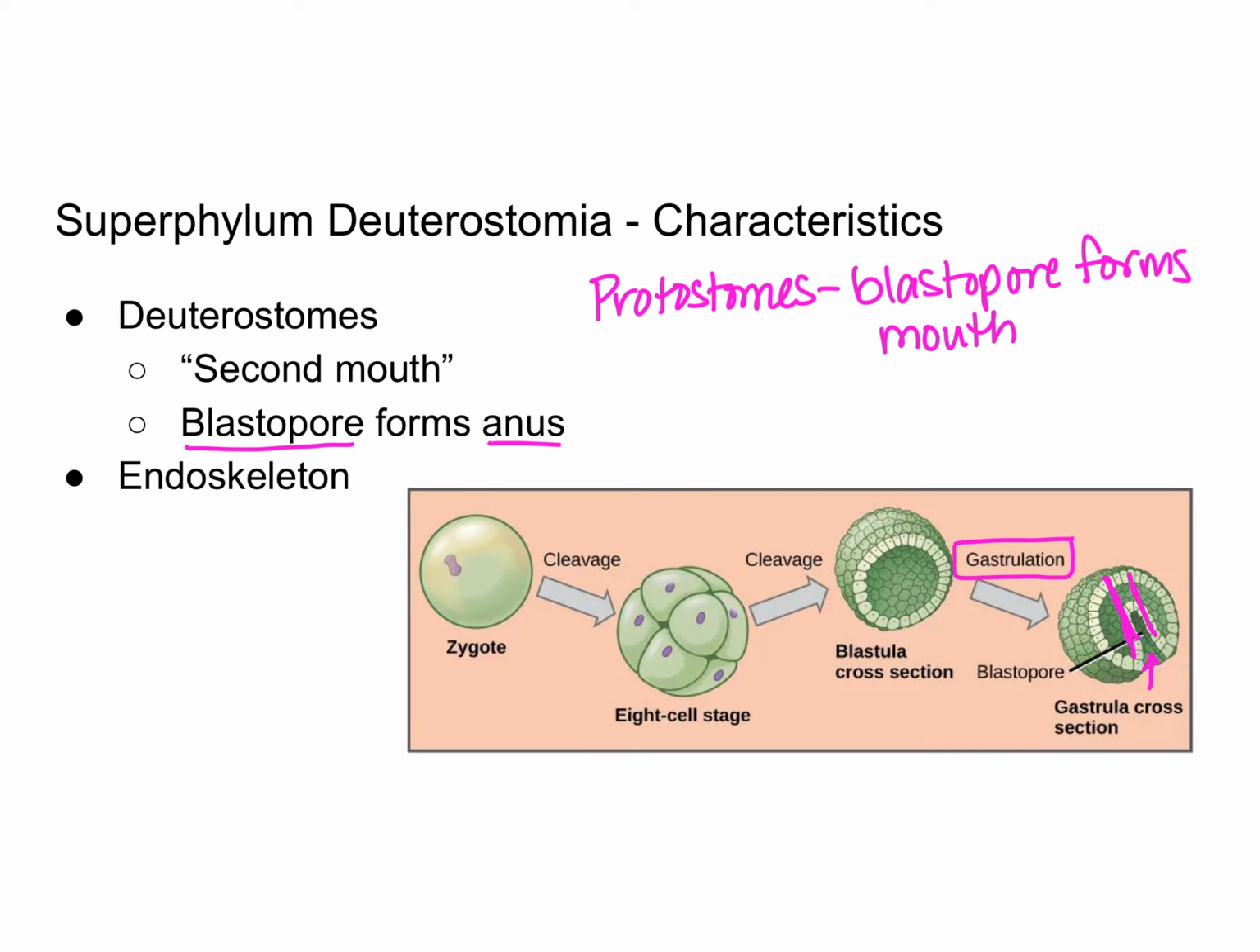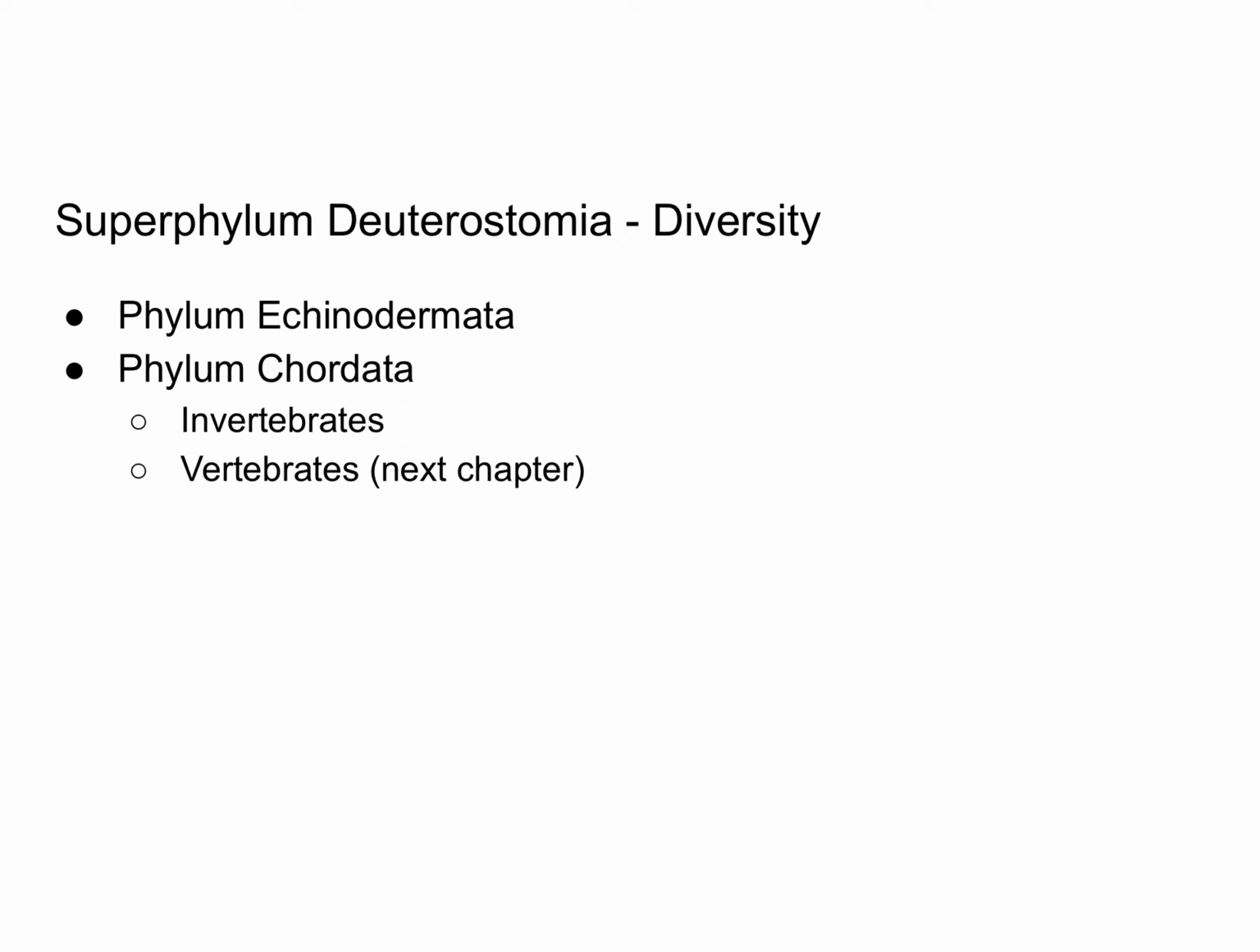Deuterostomes also have an endoskeleton. So endo means inside, as opposed to an exoskeleton. Within the superphylum of Deuterostomia, we do have two phyla. We have phylum Echinodermata and phylum Chordata. And some of the organisms in Chordata are invertebrates, and some of them are vertebrates. And we are going to talk about the vertebrates in the next chapter. So we're only going to kind of introduce phylum Chordata in this video here.